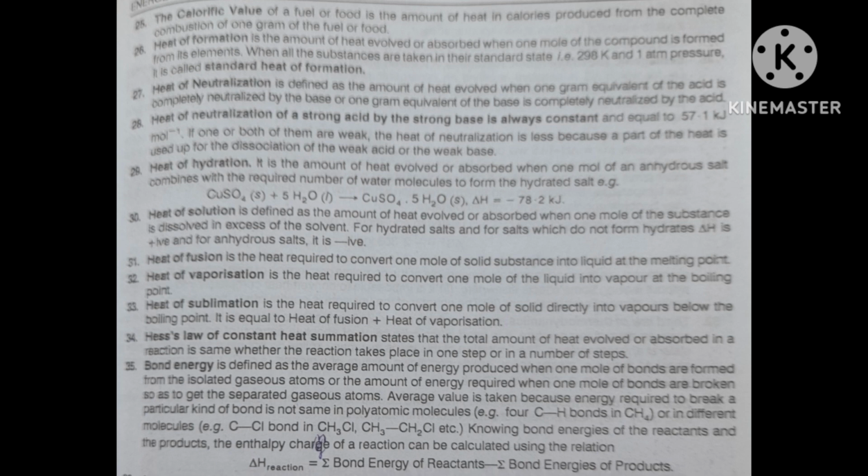What is the heat of formation? Next term is heat of formation. Heat of formation is the amount of heat evolved or absorbed when 1 mole of the compound is formed from its elements. When all the substances are taken in their standard state, that is 298 Kelvin and 1 atmospheric pressure, it is called a standard heat of formation.